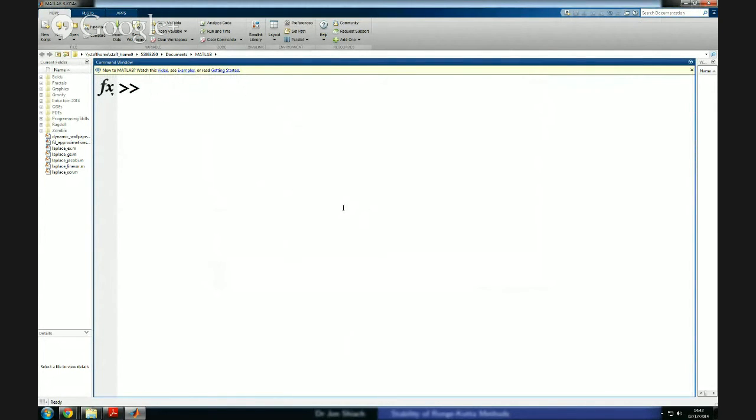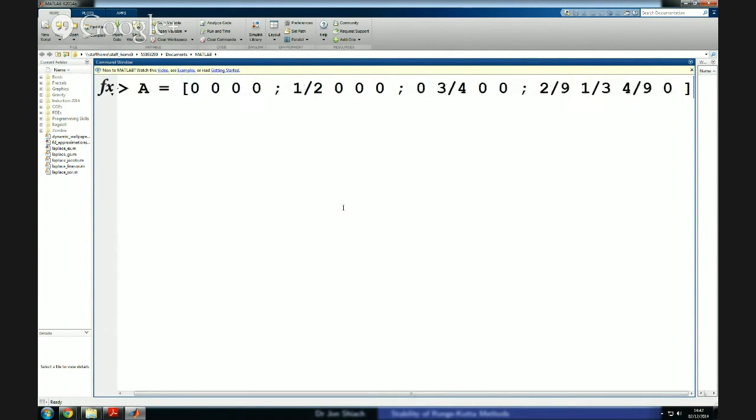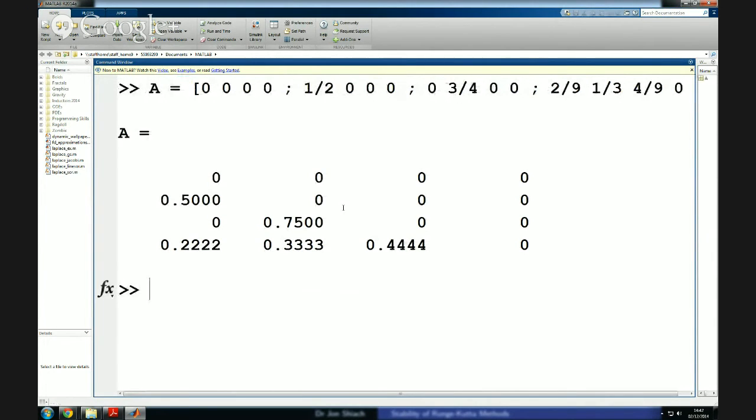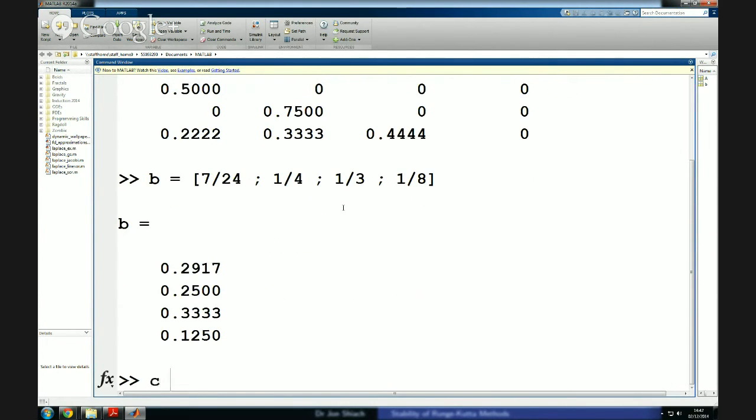Okay, so what do we have? We've got our A, so I type in my A matrix. Those are my A matrix. With the B and C, we always assume that they're column vectors. And finally, my C vector.